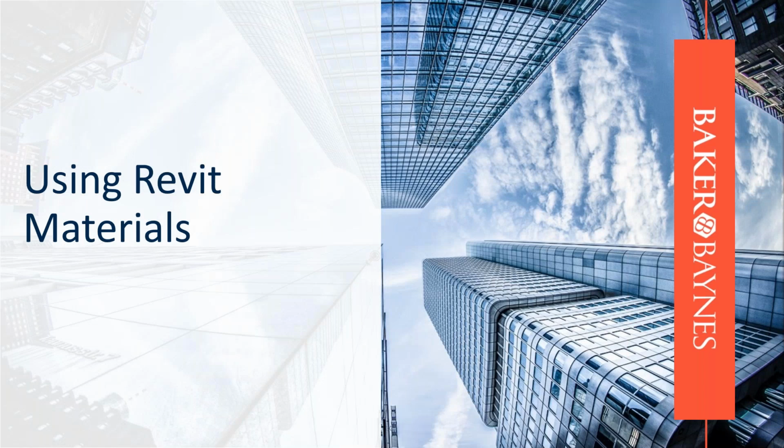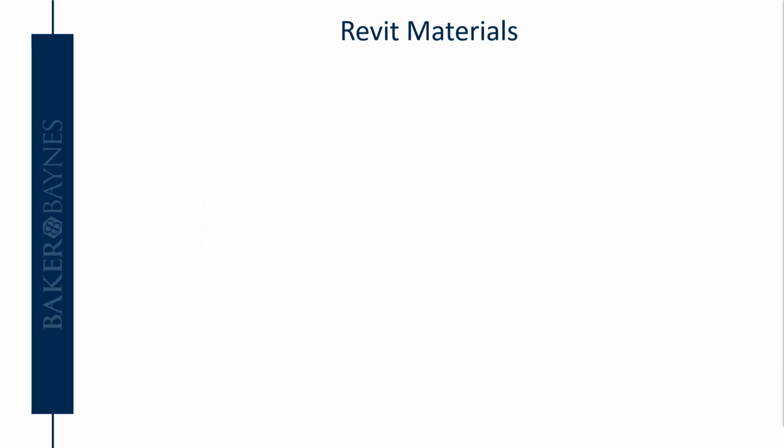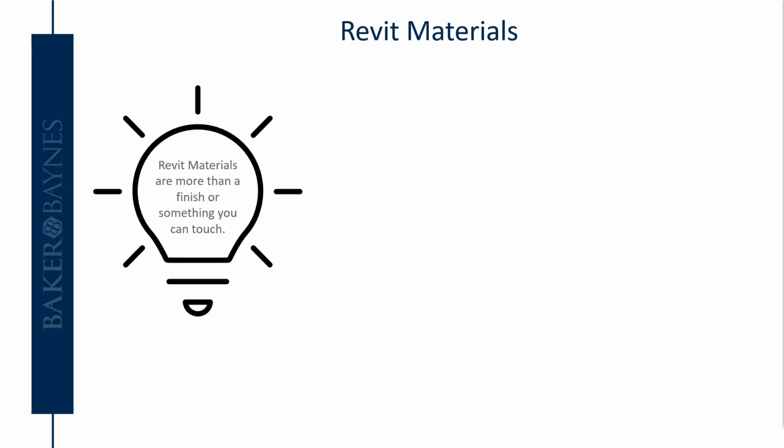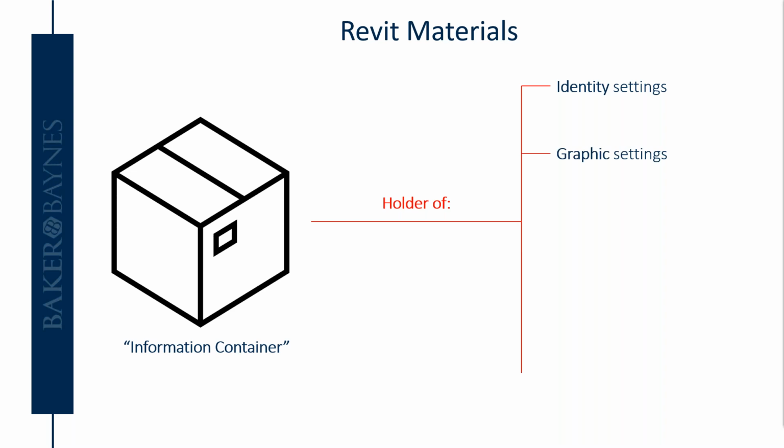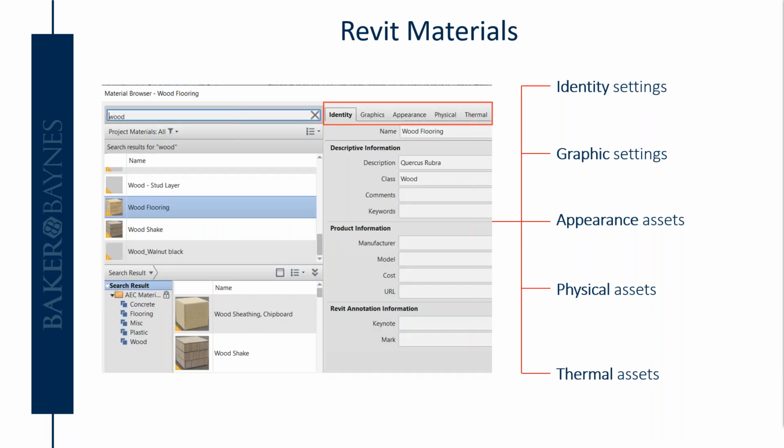All right, so let's start by looking at some basics of Revit materials and also how you use them. Now in Revit, a material is more than something that you can touch or hold in your hand. You can think of it rather as an information container, which helps you keep track of things like identity settings, your graphic settings, appearance assets, physical assets, as well as thermal assets. In other words, it's the 5 tabs that you typically see when you're inside of your material browser.